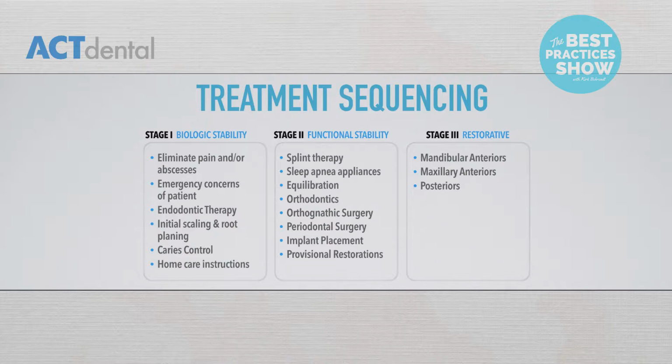This functional stability is kind of getting them set up for definitive restorations. So if you notice, we're not rushing to definitive restorations. We're setting things up slowly. And some of this might take time. So again, in that second stage, what is it that we need to do there?